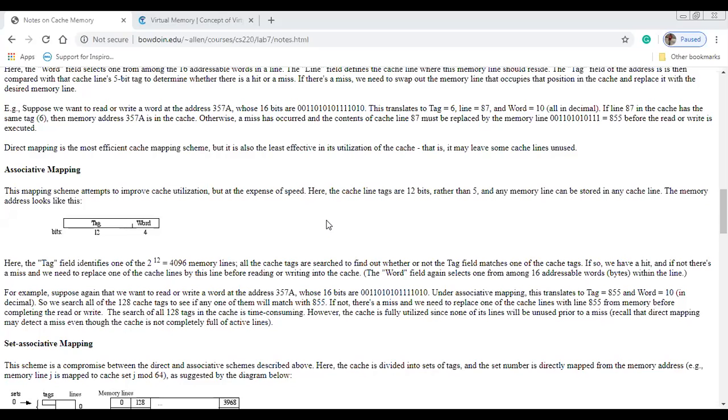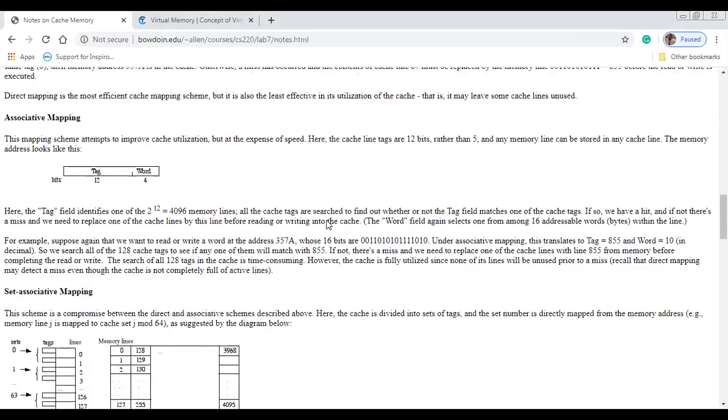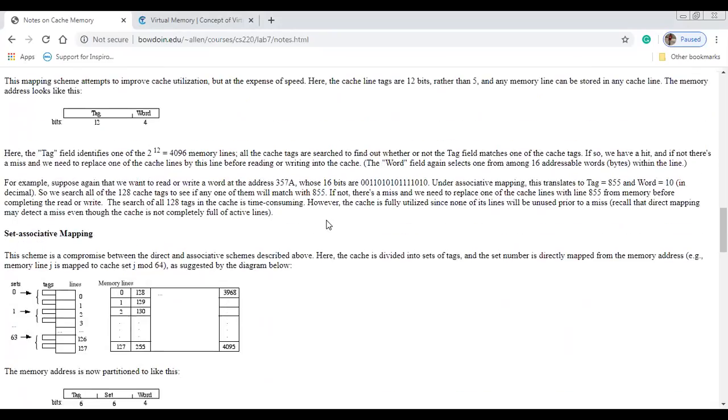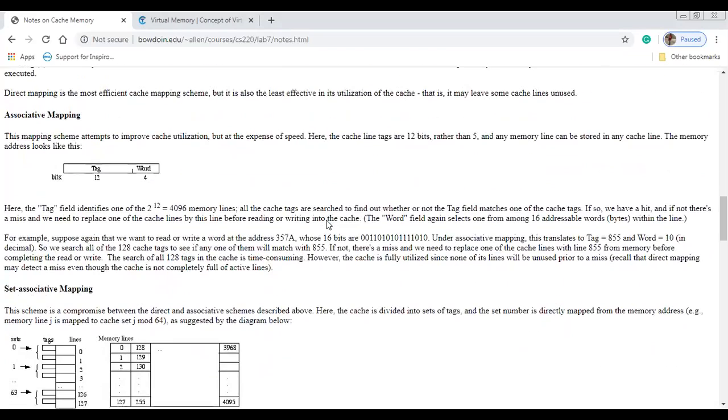You can ask me what is the difference between these two. The difference is in terms of the bits, how we are dividing the bits. Here the tag field is 12 and the word is 4. Am I clear? Associative mapping. Yes, sir.